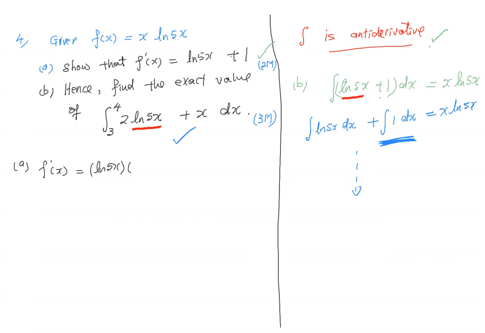V U prime plus U V prime. Okay, the moment you show this step, you got 2 marks already. So then you write down. If you didn't show this step, marks will not be given. You have to show. Are you clear? Okay, then part B. So I start from here.